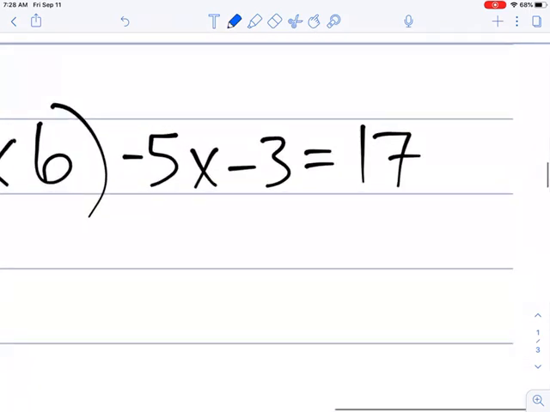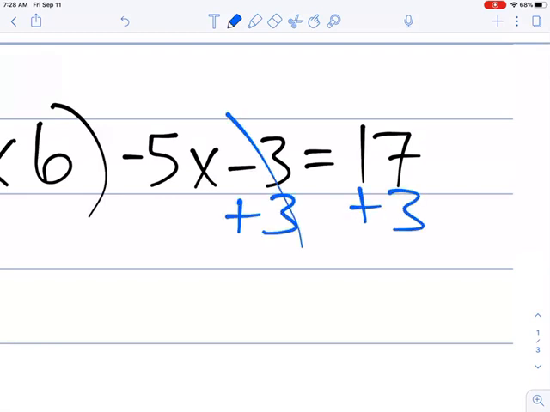And last problem. So this is a negative 5. That does not say minus 5. So we're going to handle it the same. We always need to handle this plus and minus piece first. Then we're going to divide by a negative 5 at the end. So I'm going to do the opposite, and I'm going to add 3. And then I'm going to add 3 over here.